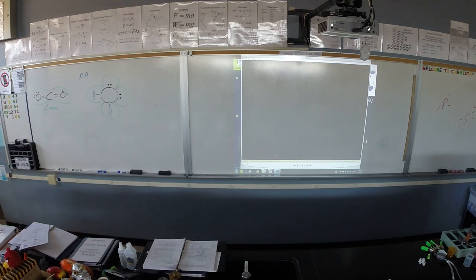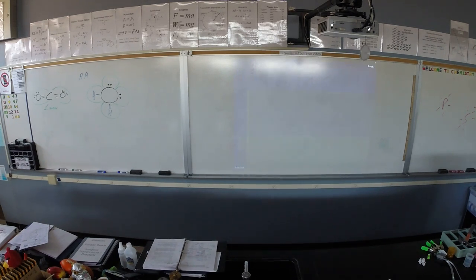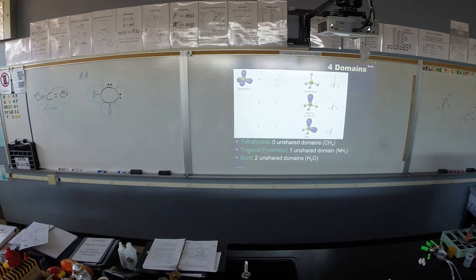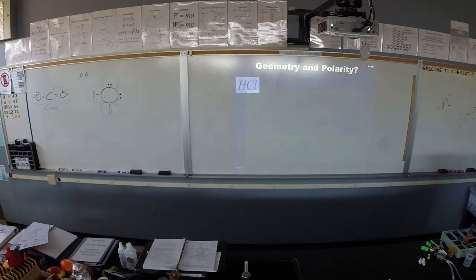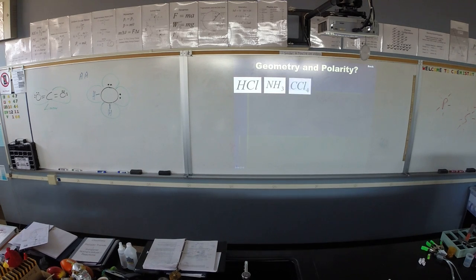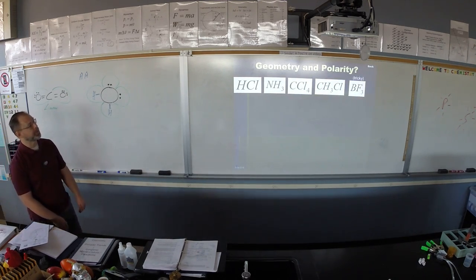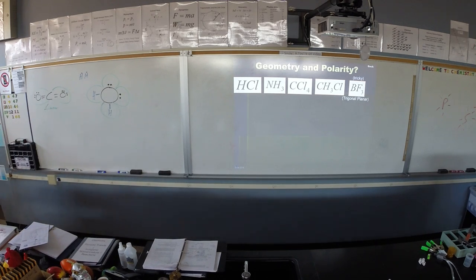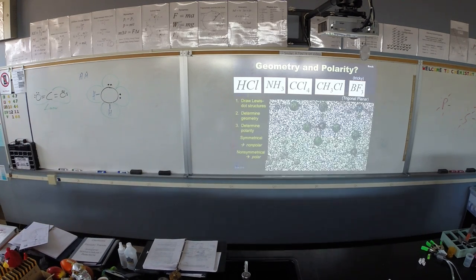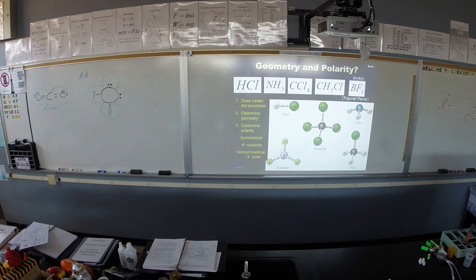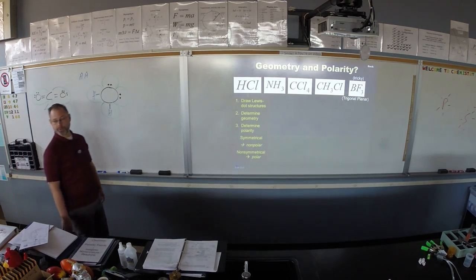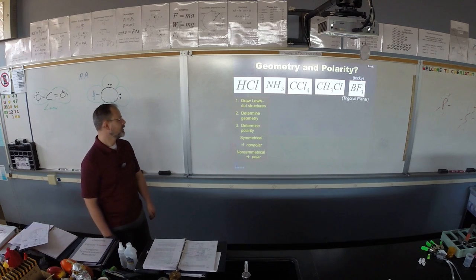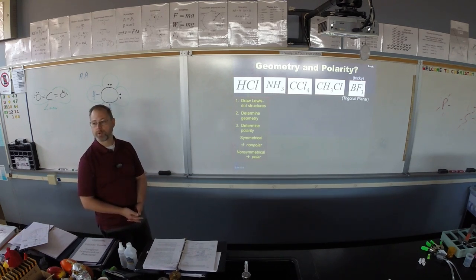All right, so with what you now know, I would like you to practice on your own these: HCl, NH3, CCl4, CH3Cl, and BF3. What I'd like you to do is, on your paper, draw the Lewis structures, determine their geometry, determine their polarity, and then compare it with your neighbor.